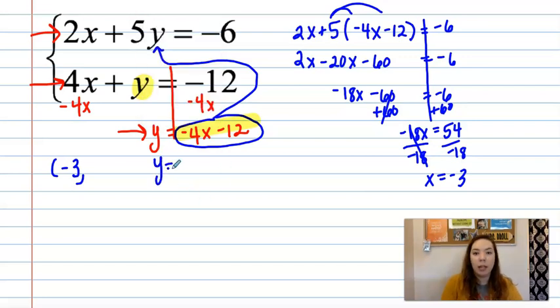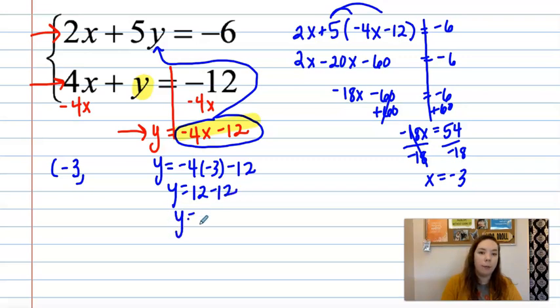So I'm going to plug in negative 3 for x, which would give me 12 minus 12, or 0. All right, one more.